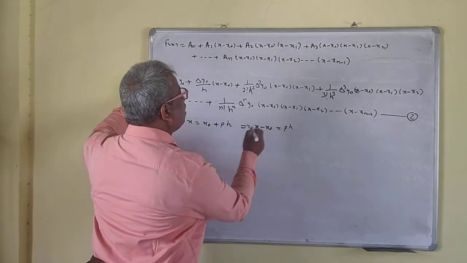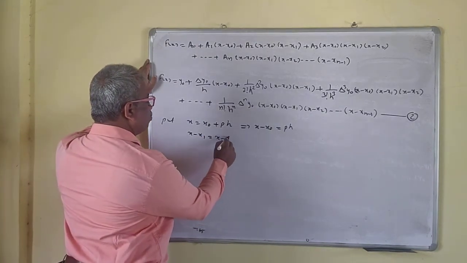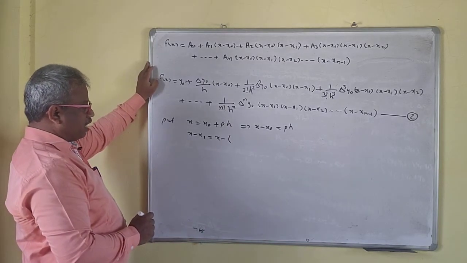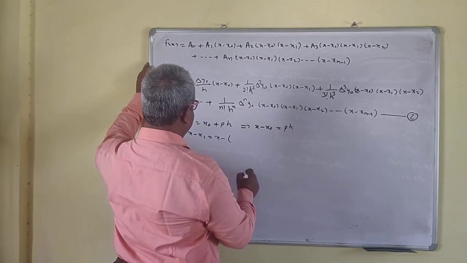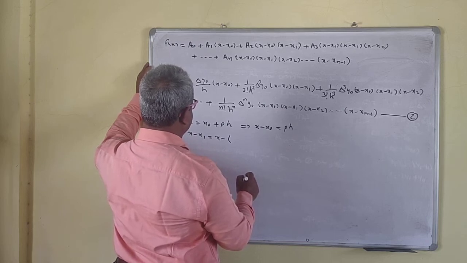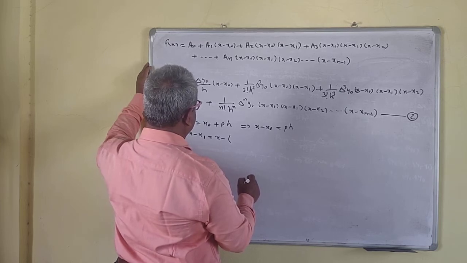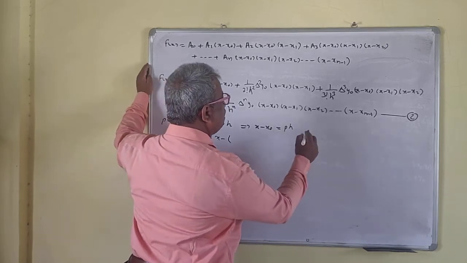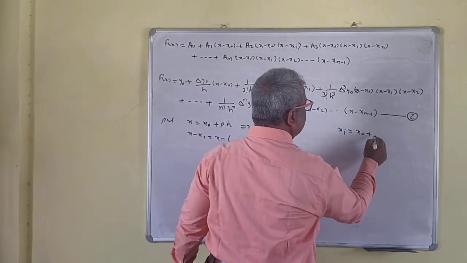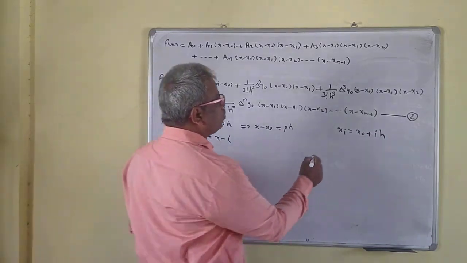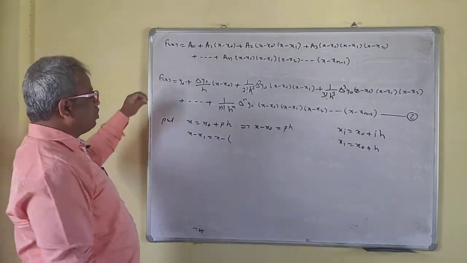Then x minus x1. What is this x1 then? So you see xi is equal to x0 plus ih. So now your x1 is equal to x0 plus h.